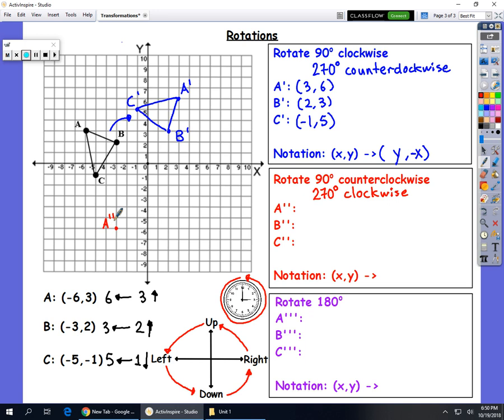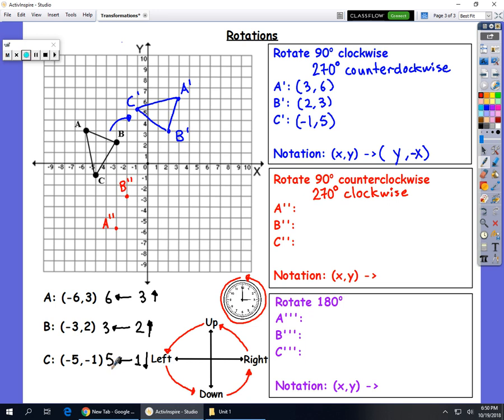Doing the same thing with B. It's the same motion. Instead of 3 left, it means 3 down. Instead of 2 up, it's 2 left. So 3 down, 2 left. 3 down, 1, 2, 3. 2 left here. That is B prime prime.